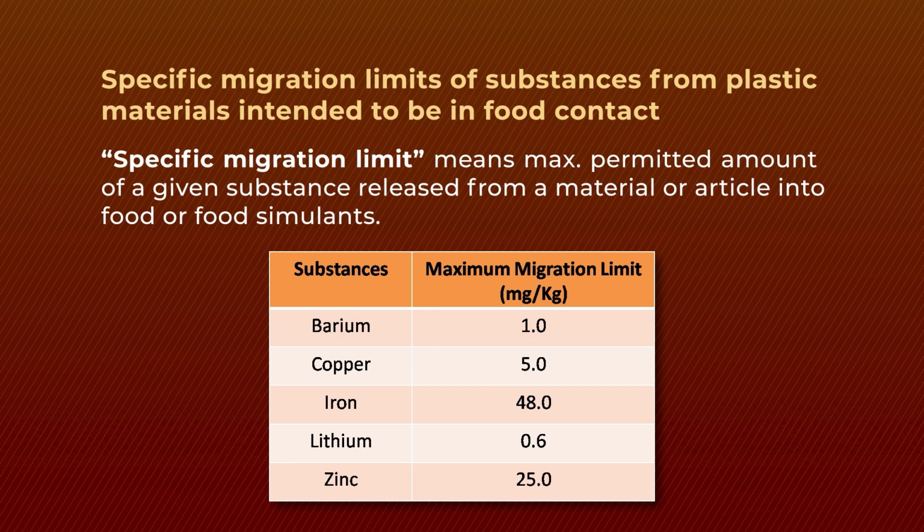In case of barium, it is 1 milligram per kg, copper 5 milligram per kg, then iron it is a little higher range, 48 milligram per kg, lithium is a very small quantity allowed, that is 0.6 milligram per kg, and zinc 25 milligram per kg. So, while choosing any packaging material, we have to keep in mind that the specific migration limit for that plastic material should follow these norms.